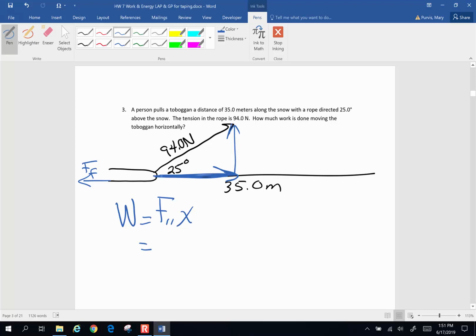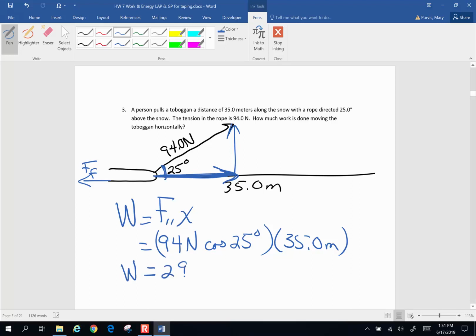So this is going to be this side of this triangle, which will be 94 newtons, my hypotenuse. This is the adjacent side, so I'm going to use times the cosine of 25 degrees, and my displacement 35 meters. And so I'm going to take cosine of 25 times 94 times 35, and I get work done of 2982 newton meters. Round that off to three sig figs. I get 2980. A newton meter is a joule.